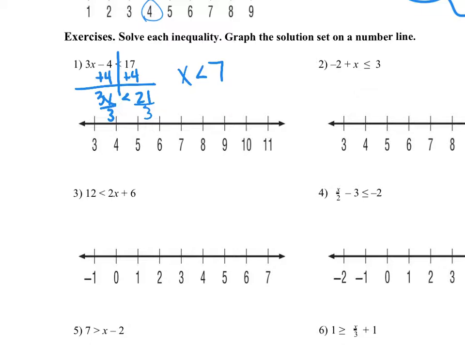So on 7, I'm going to do an open circle, and I'm going to shade to the left, because it doesn't include 7. I thought it was a closed circle. No, closed circle includes. Open circle doesn't.